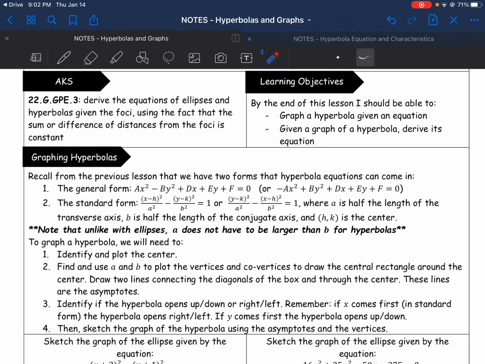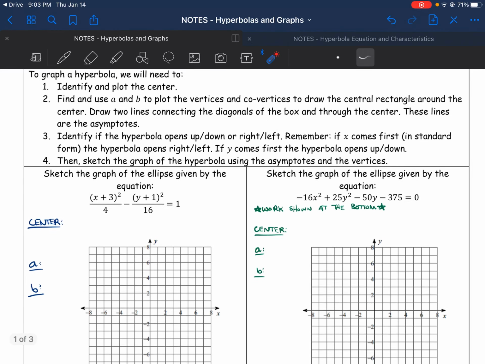We also want to identify if the hyperbola opens up and down versus left or right. Remember, if x comes first in the standard form equation, the hyperbola opens right and left. If y comes first, the hyperbola opens up or down. Then finally, we're going to use the asymptotes from the central rectangle and the vertices to sketch the hyperbola. Let's go ahead and see an example.